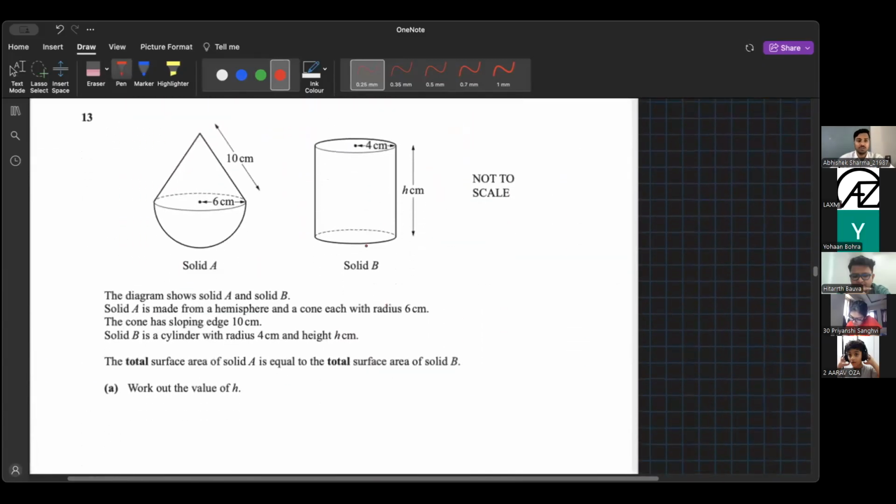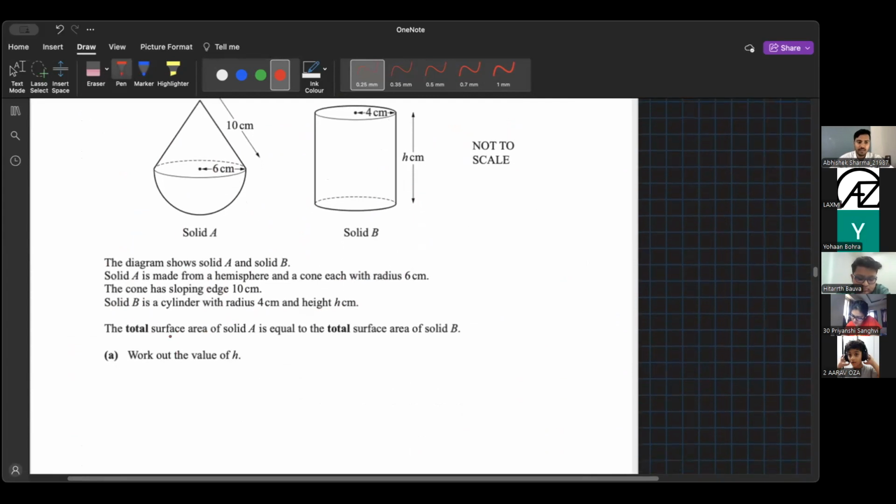Okay, next question. The diagram shows solid A and solid B. Solid A is made from a hemisphere and a cone, each with radius 6. So they have a common radius of 6 centimeters. The cone has a sloping edge of 10 centimeters. Solid B is a cylinder with radius 4 and height h centimeters. Everything is clearly marked on the diagram. It says the total surface area of solid A is equal to the total surface area of solid B. Work out the value of h.